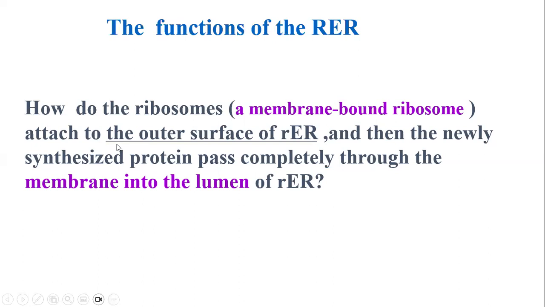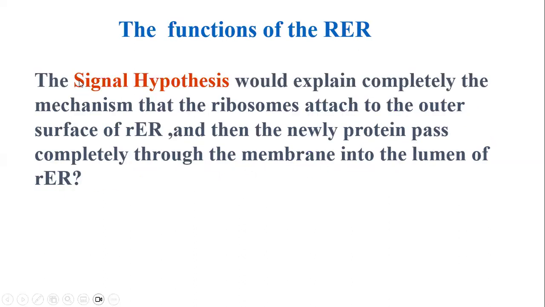Next, coming to how the ribosomes attach to the surface of the rough endoplasmic reticulum, and how the newly synthesized proteins or polypeptides enter into the lumen of the rough endoplasmic reticulum, we will try to look at the mechanism that allows this transportation. So there is a hypothesis which is known as signal hypothesis that would explain completely the mechanism that the ribosomes follow in order to attach to the outer surface of the rough endoplasmic reticulum, and then how the proteins are transported into the lumen of endoplasmic reticulum.